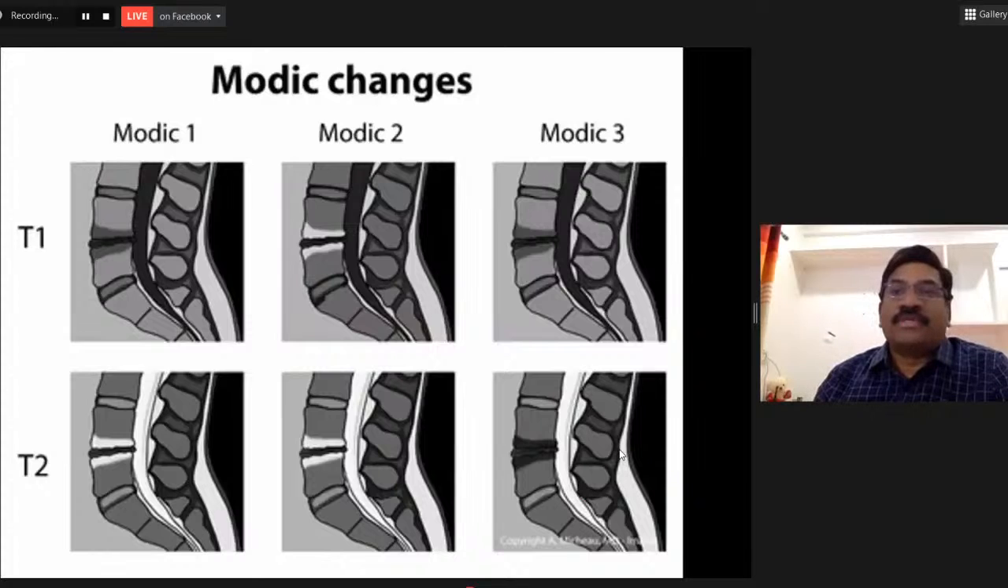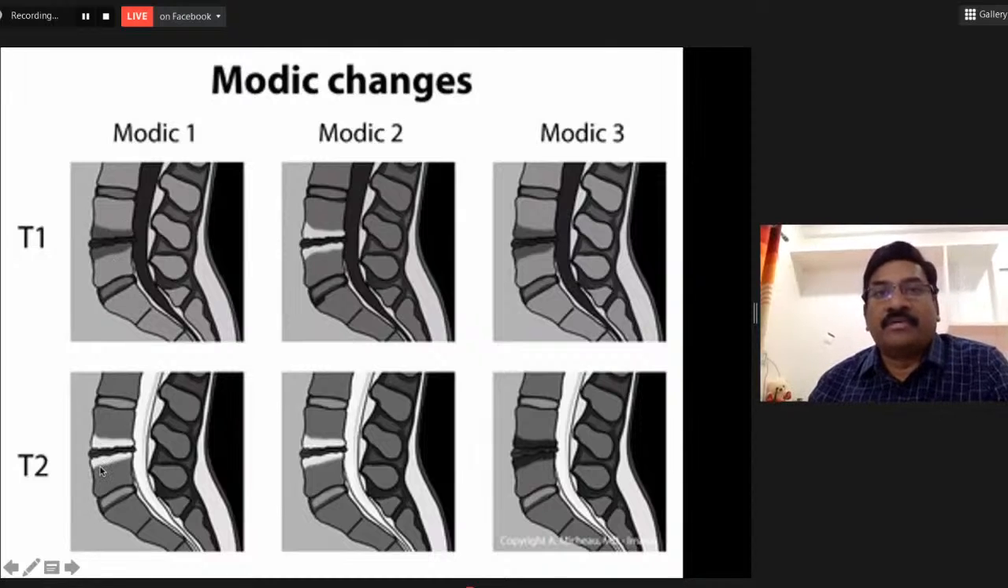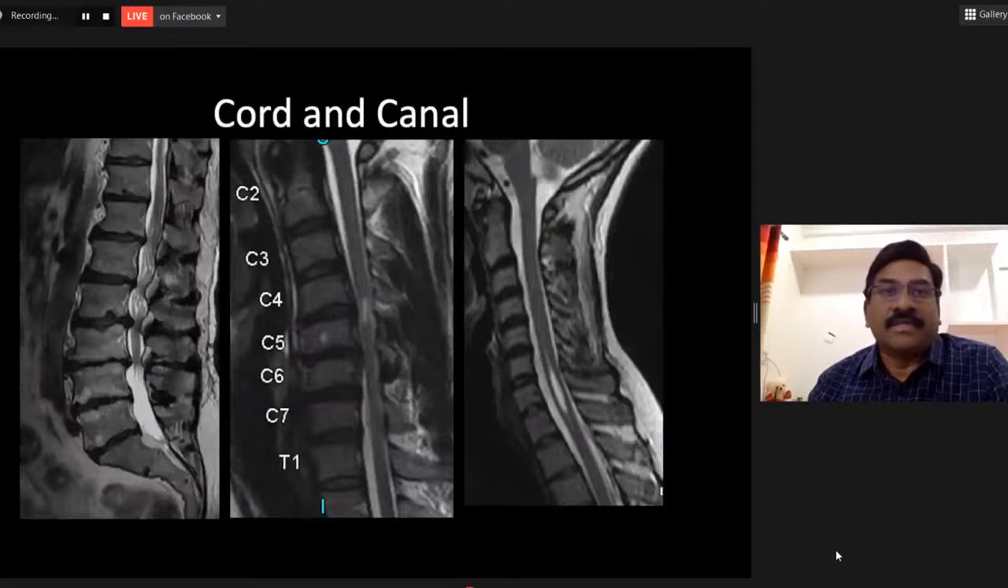A few words about Modic changes. I don't want to go into detail because these Modic changes will confuse infection. There are 3 types of Modic changes, 1, 2, and 3. It all depends on whether it is bright on T1 and T2 or both, or none. So that's why we differentiate. Modic 2 is hyperintense on both T1 and T2, and Modic 3 is hypointense on both. In Modic 1, T1 is hypointense and T2 is hyperintense. So that's why we identify the significance of this. Maybe this will be covered in the second part of the series, I think.